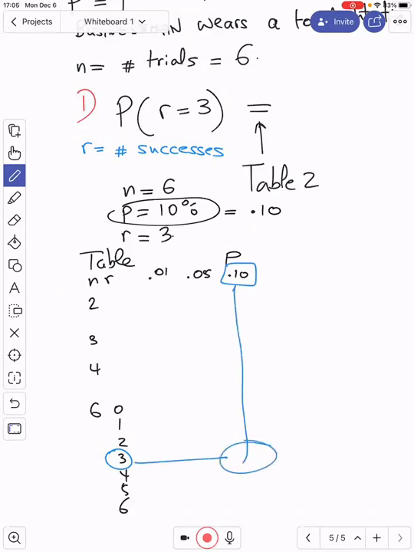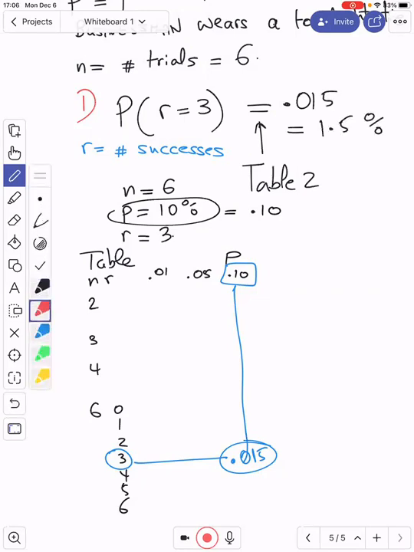So here you're going to get your answer. So R is 3 and P is 0.10. So that will be, where is it? That's 0.015. So here we have 0.015. So the probability that R, the number of successes, is 3 is 0.015. In other words, that's 1.5%, if you take 2 digits after the decimal point.